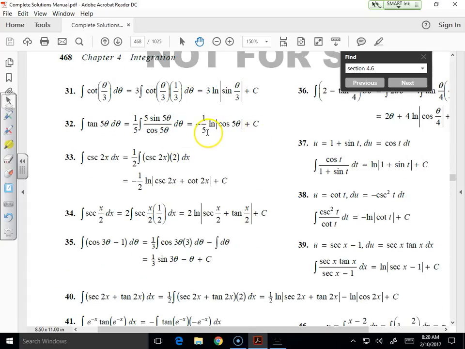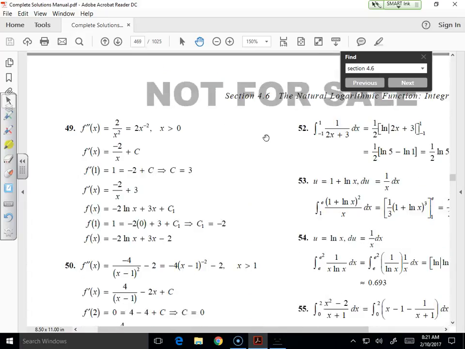Final answer. Negative 1/5 ln of cosine of 5 theta plus c. This would have been impossible without the new formula. Yeah, negative 1/5 ln of cosine of 5 theta. Sorry, absolute value. Plus c. Number next one. Oh, that's way down.